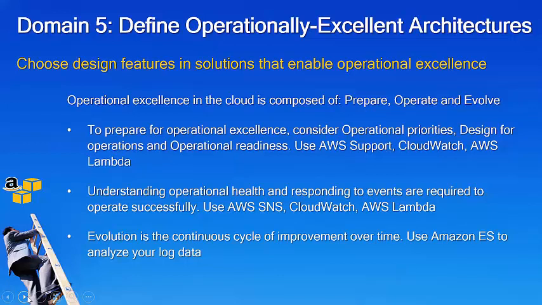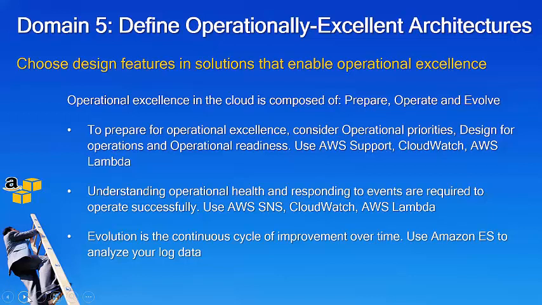Operational success is measured by outcomes and metrics which you can define. To operate successfully, understanding operational health and responding to events is really important. The key AWS service that helps you to understand the operational health is again CloudWatch metrics and dashboards. You should anticipate operational events, both planned and unplanned. Evolving is a continuous cycle of improvement over time.